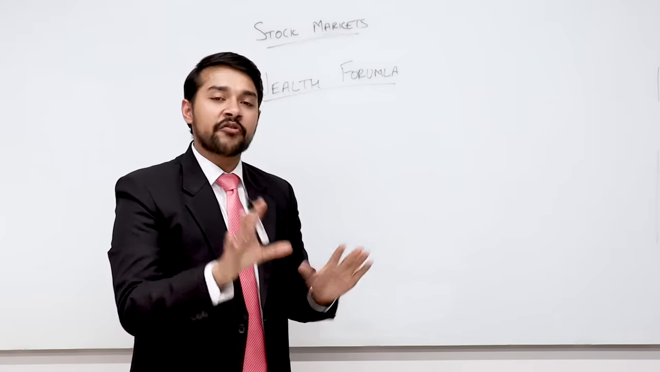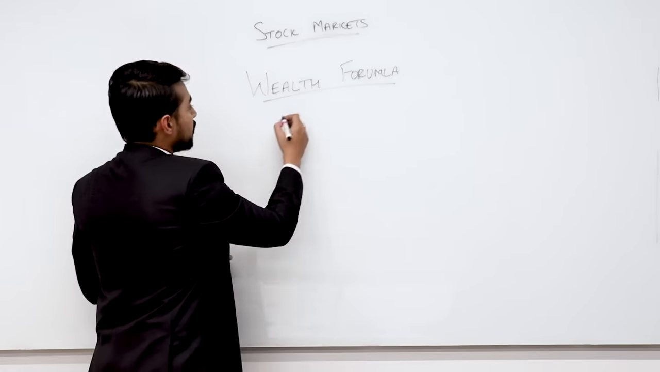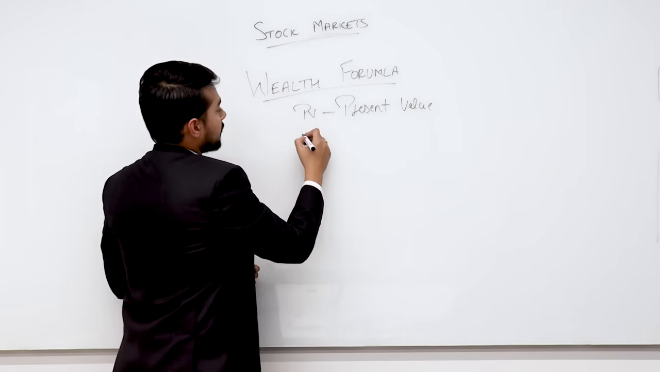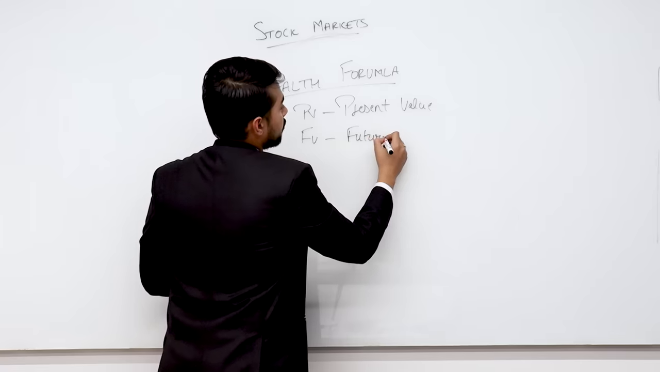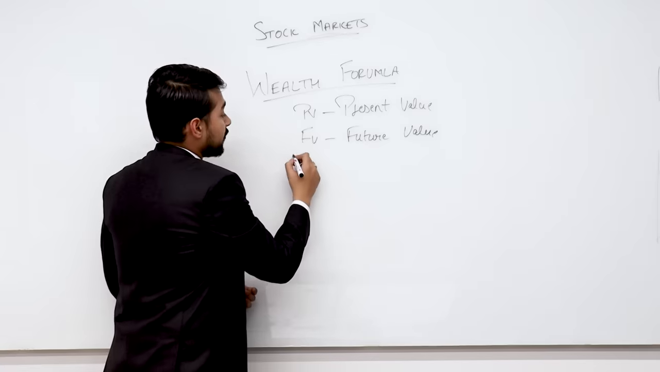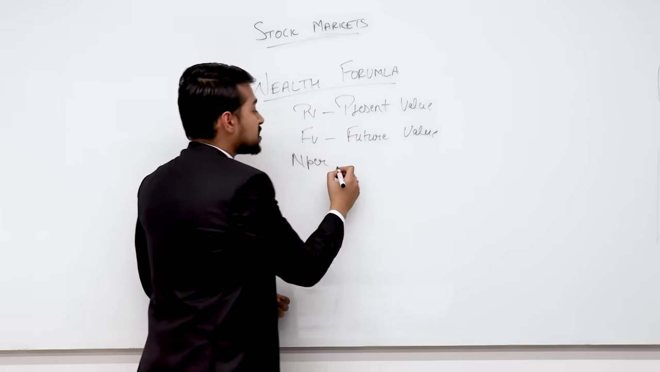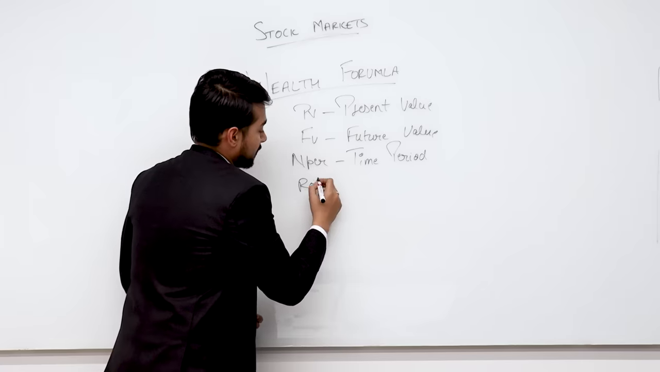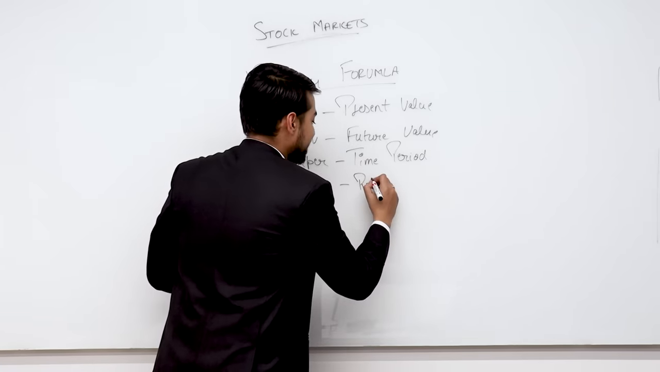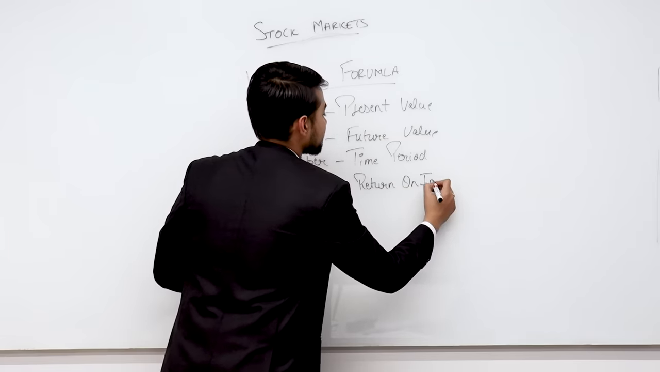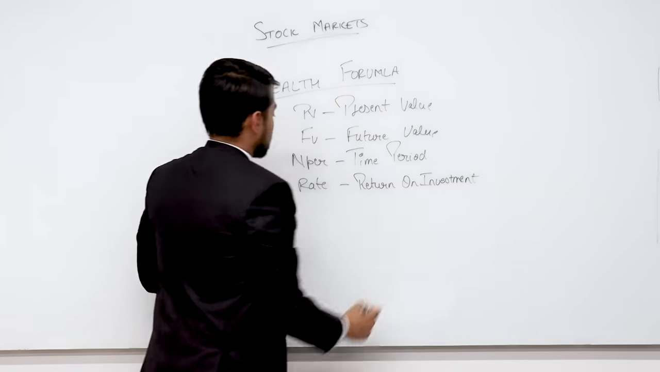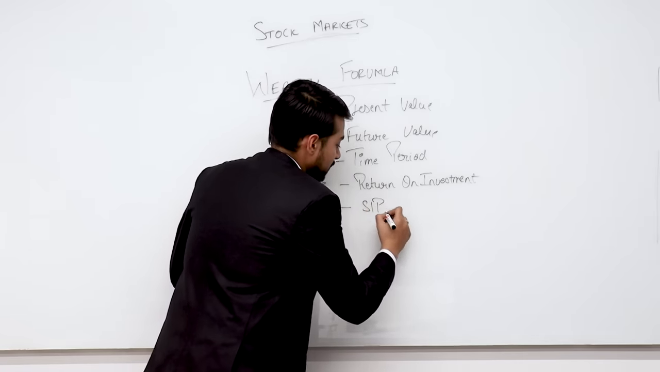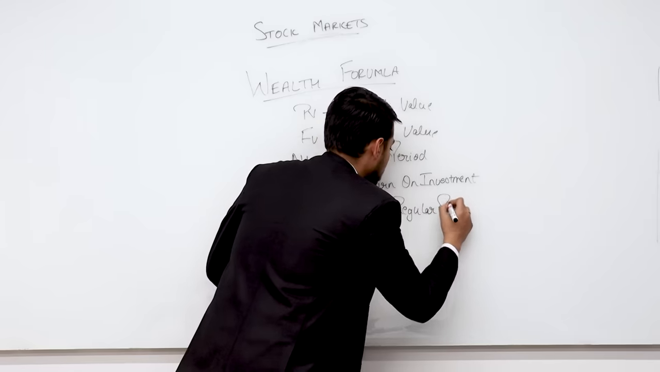So first let me just explain you the variables of this formula. We have 5 variables. First we have PV, which is the present value. Then we have FV, which is the future value. After which, we have NPER. Now, NPER is number of periods, which is the time period. After which, we have rate. Now, rate, of course, is the return on investment. And finally, we have PMT, that is payments. PMT is SIP, which is also known as regular payments.